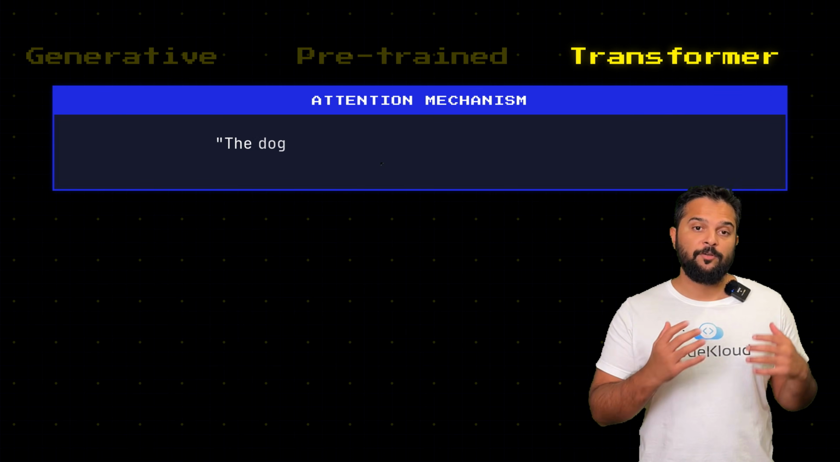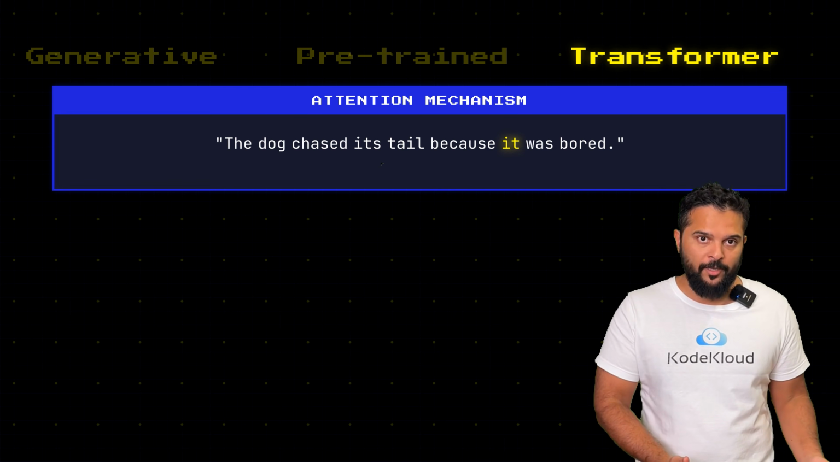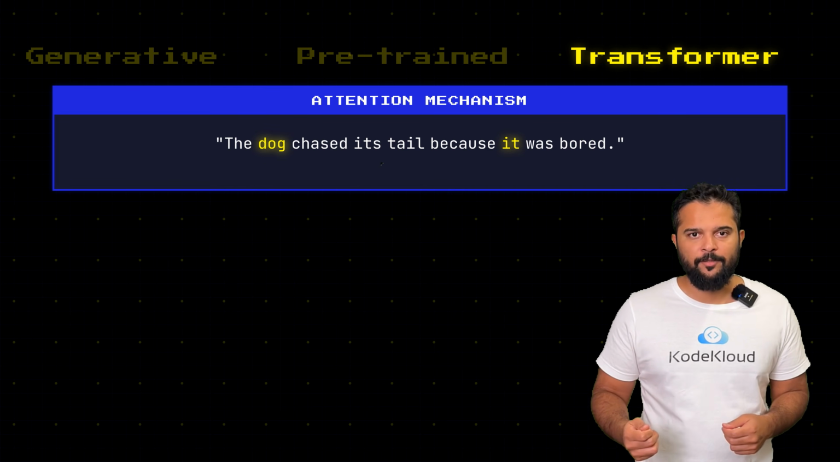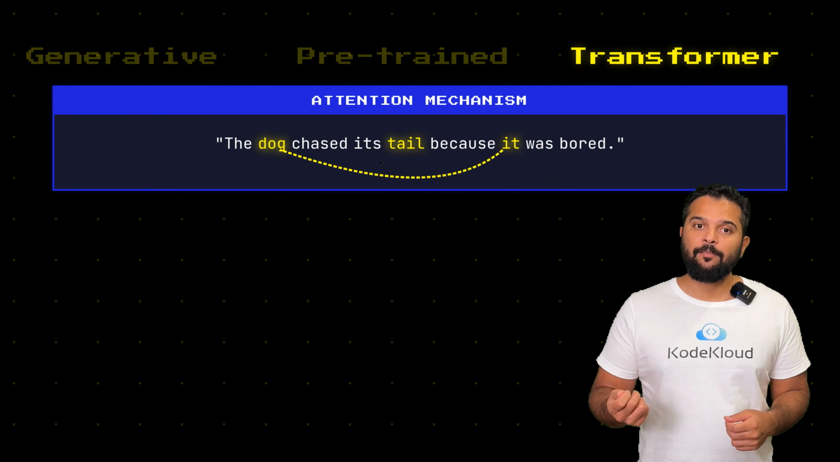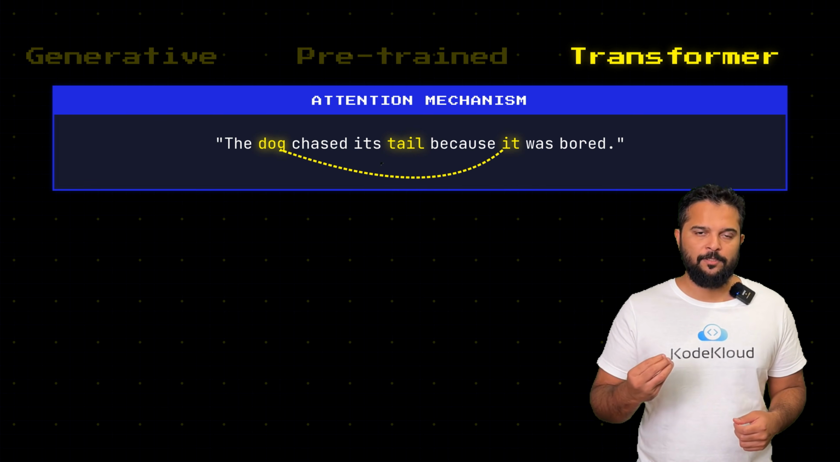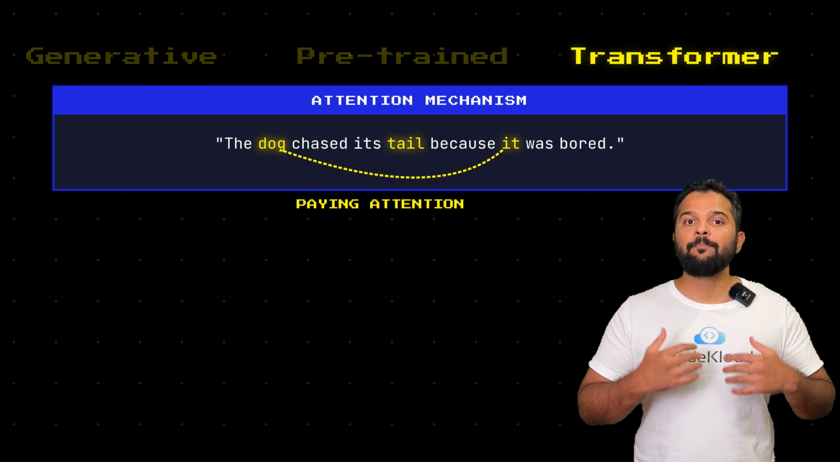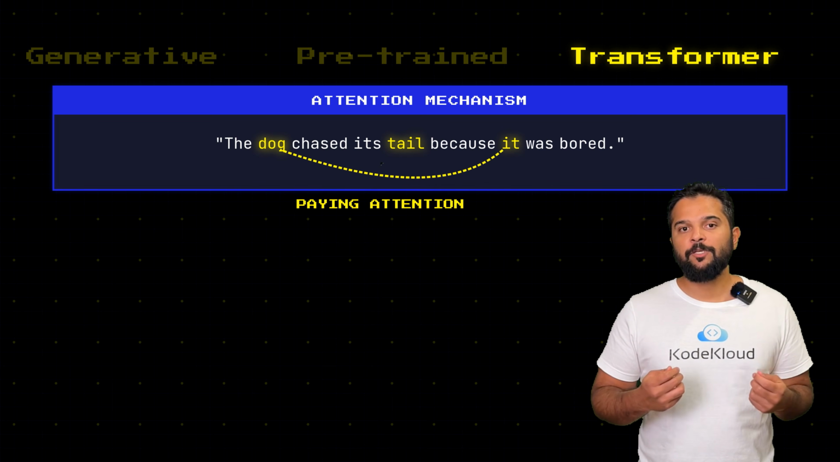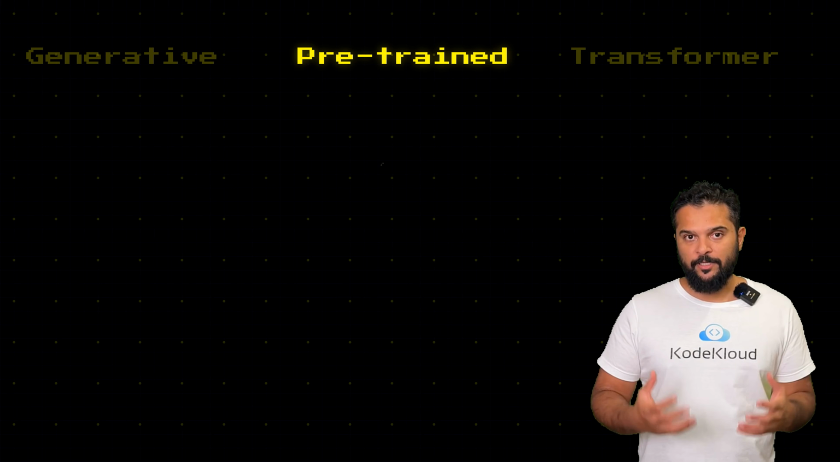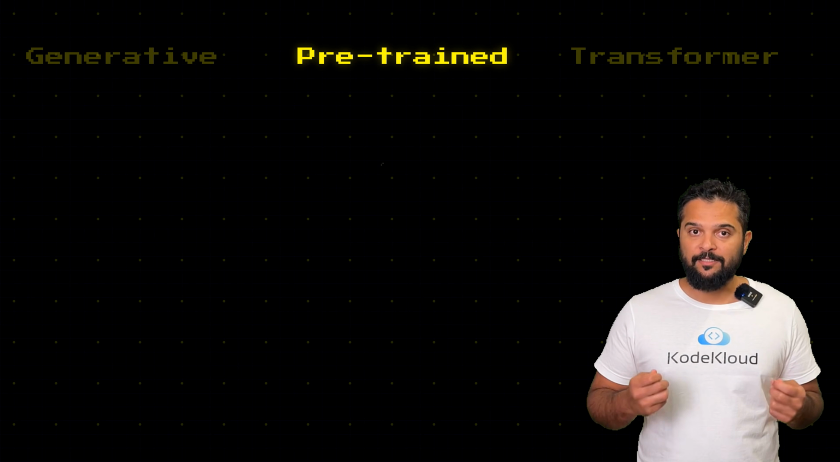For example, consider this sentence: the dog chased its tail because it was bored. What does it refer to here? The dog or the tail? You instantly know it's the dog. Earlier AI systems struggled with this. Transformers handle it easily because they can pay attention to the relationships between all the words simultaneously. So that's what transformers are. Now let's look at the second word.